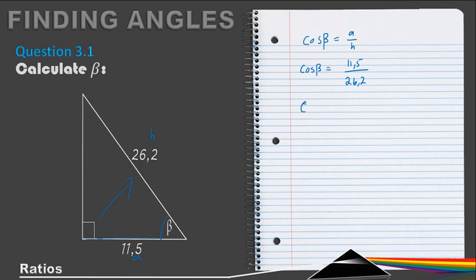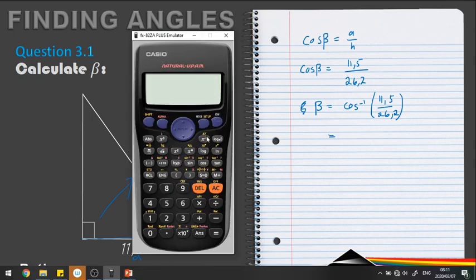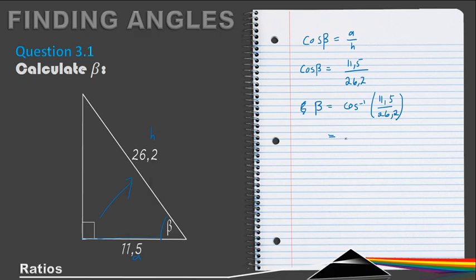So beta is equal to inverse of cos of 11.5 over 26.2. So this is then equal to, I have shift cos and then 11.5 over 26.2, and this is equal to 63.96 degrees.